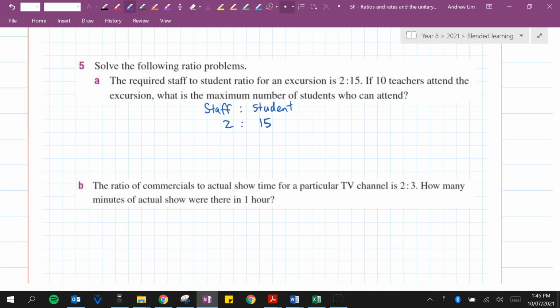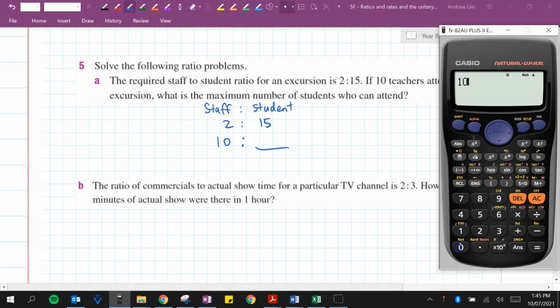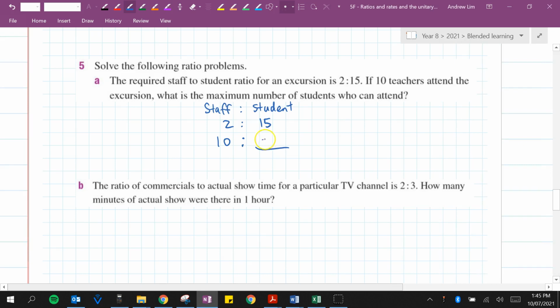So where am I going to write this 10? I need to write it underneath the 2 because teachers are staff. So if I want to work out how many students there are, I'm just going to take my bottom number divided by the top times by what's across, which is 75. 75 is the maximum number of students who can attend.